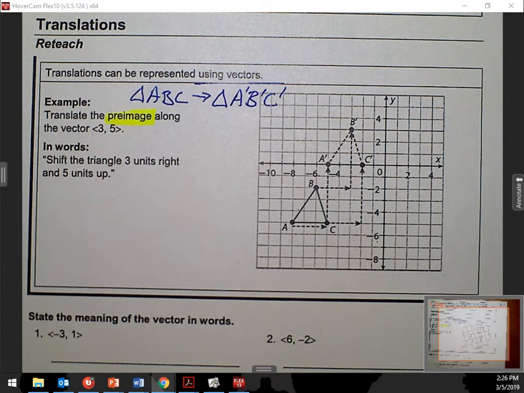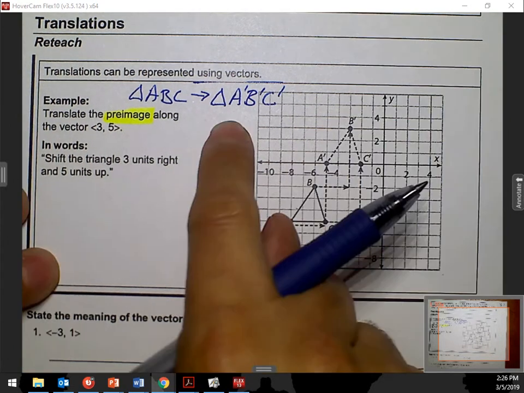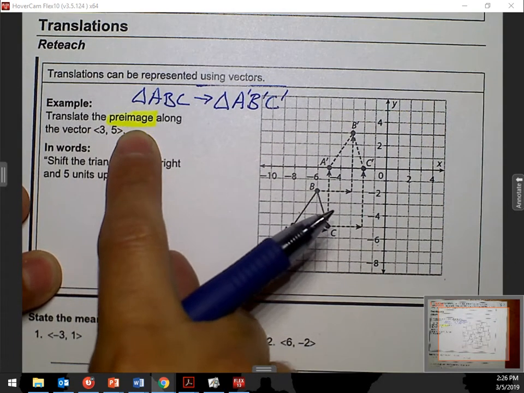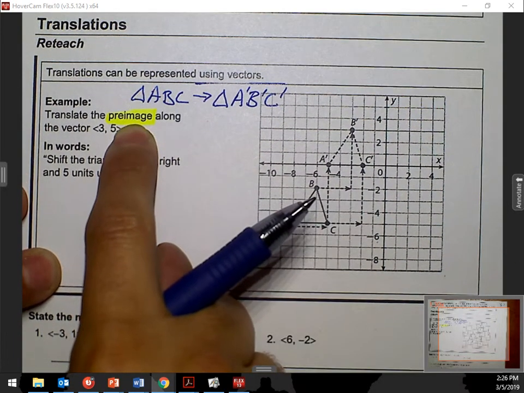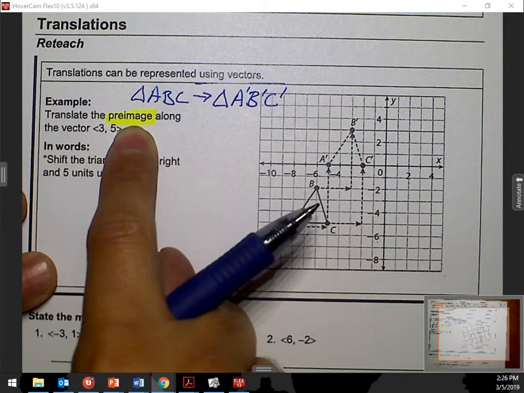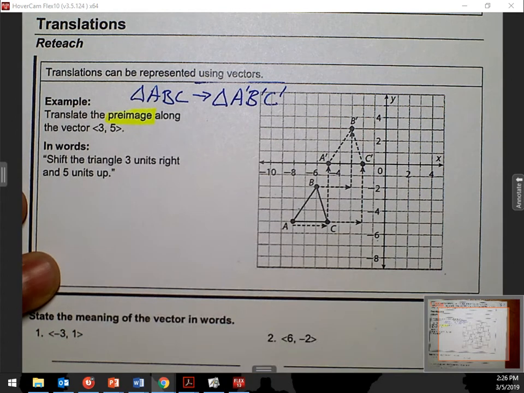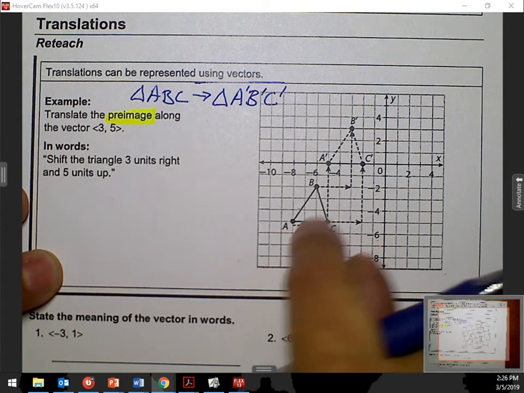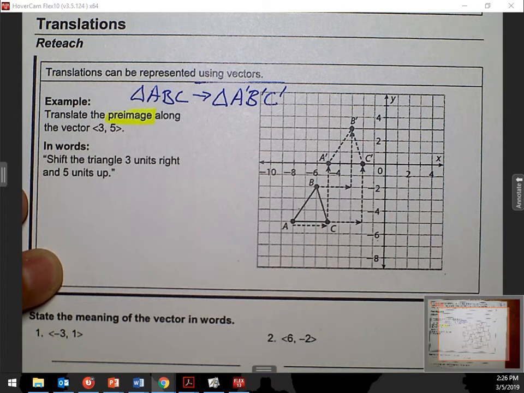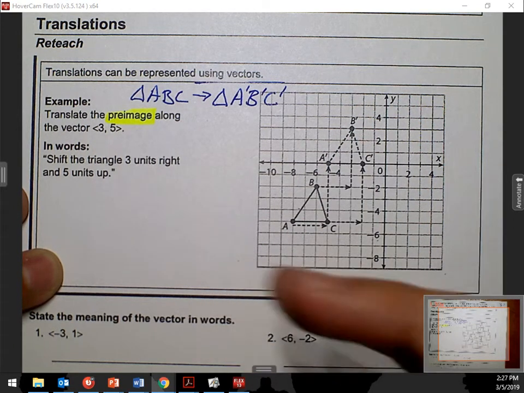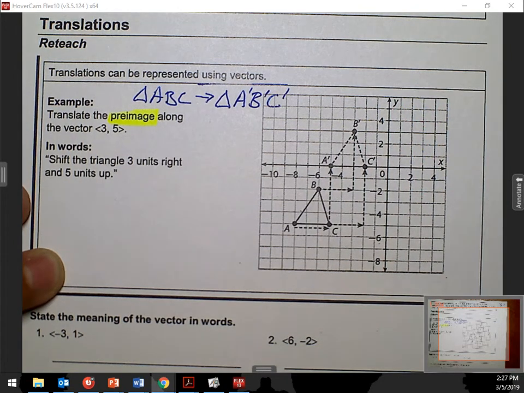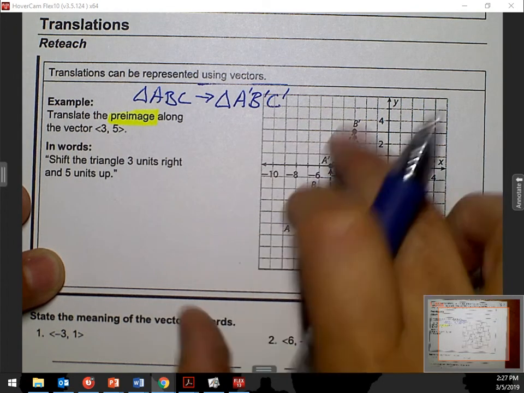Okay, anyway. Alright, so we're going to translate a pre-image. Pre-image means that I'm going to translate it starting there. Then after the translation, it's going to be the image. Now, what do I know about the shape of these two things right here? They're the same. So what is the math term for being the same? Congruent. So these are going to be congruent.